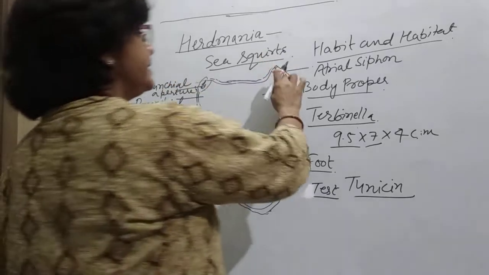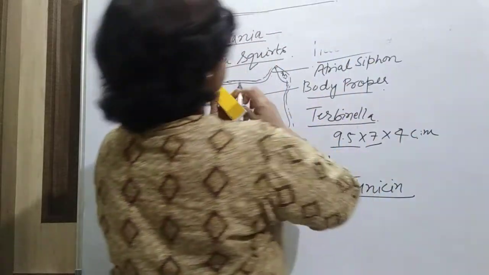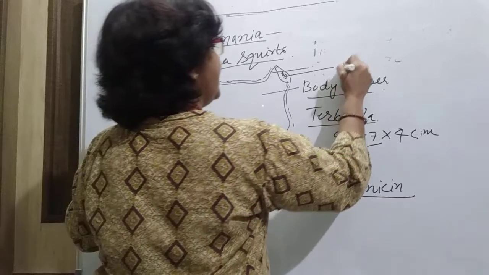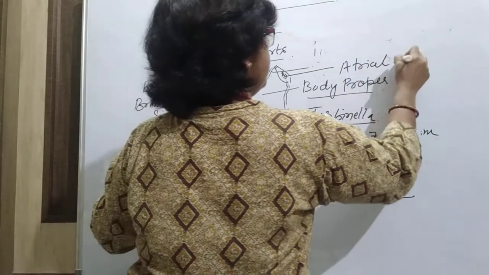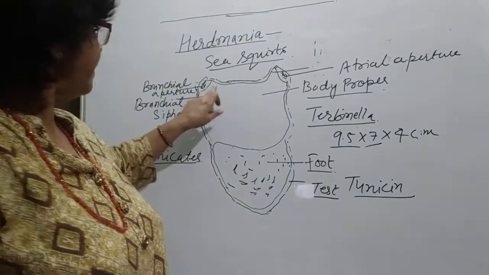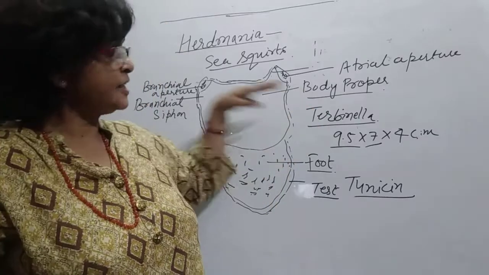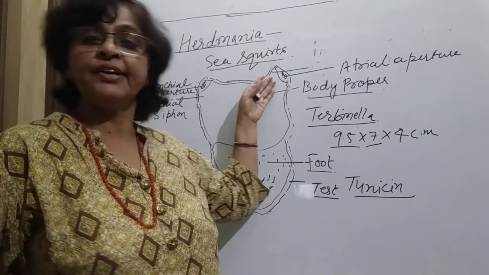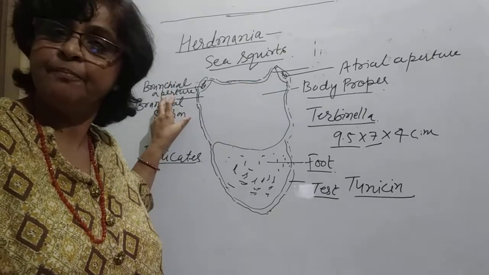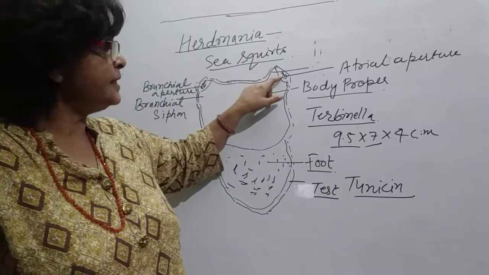And the atrial siphon's opening is known as the atrial aperture. These two apertures, from the branchial aperture, the water enters with food and oxygen and it is expelled outside with the help of this atrial aperture. So the two apertures are very, very important as far as the physiology of this animal is concerned.